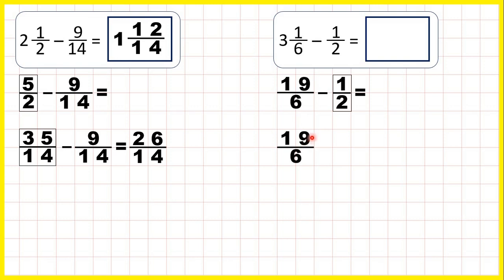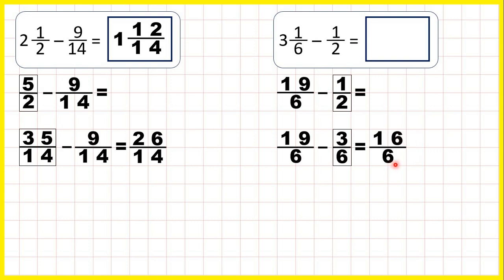So we can do 19 over 6 minus 3 over 6, because 3/6 is equivalent to 1/2. 2 times 3 is 6, and what we do to the denominator, we do to the numerator, and 1 times 3 is 3. So now we have our common denominator, so we keep 6 as the denominator of our answer, and 19 minus 3 is 16. So our answer is 16 over 6.